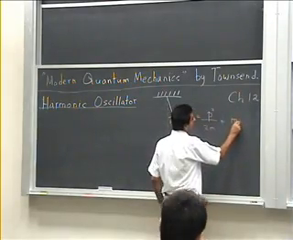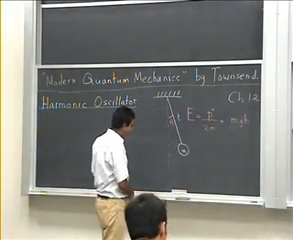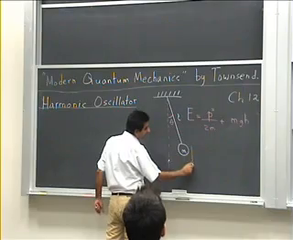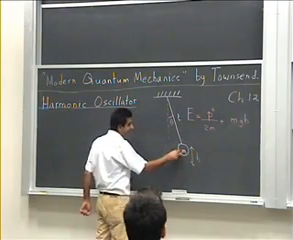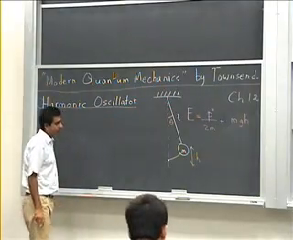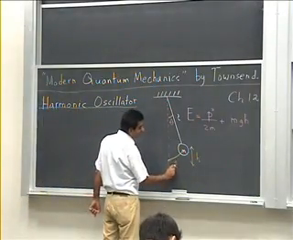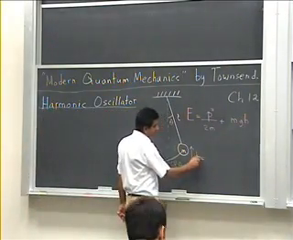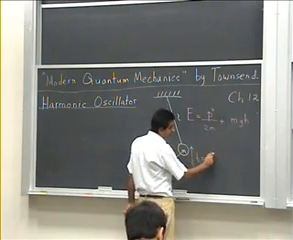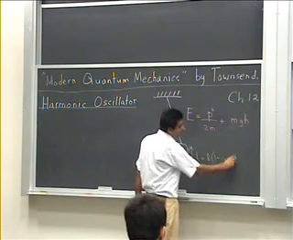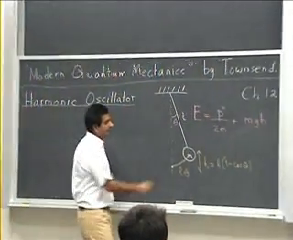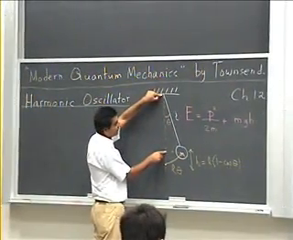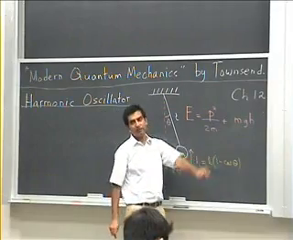The potential energy is simply mgh, where h is the height. If this is the equilibrium position, then this height is h, and this is an arc. So the length of this arc is going to be L theta. And this h is going to be L times 1 minus cosine theta. This length is L, this length is L cosine theta. So this height is going to be L times 1 minus cosine theta.